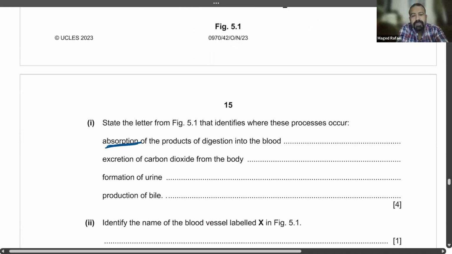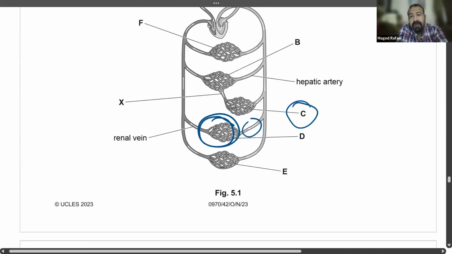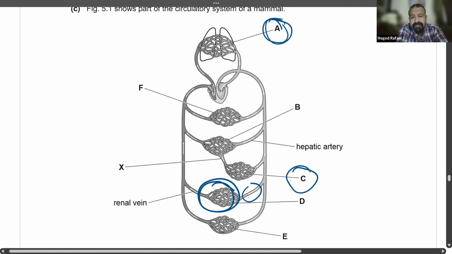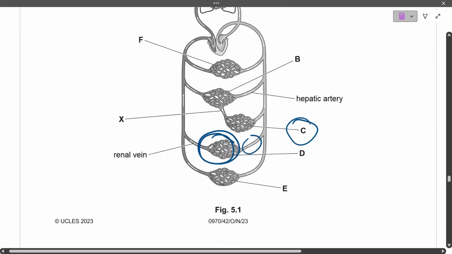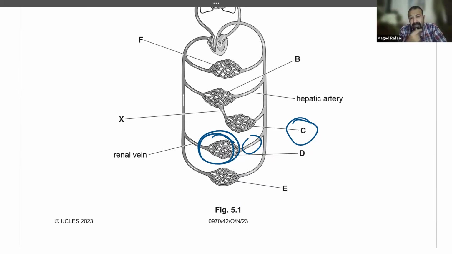Let's go to the production of bile. The production of bile. B. The production of bile will be in B exactly, because B is the liver.